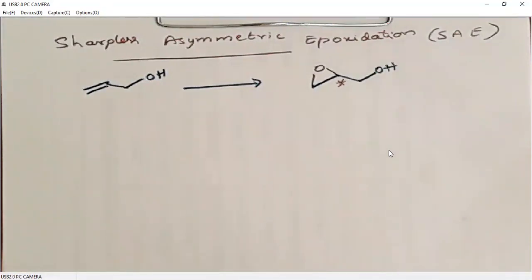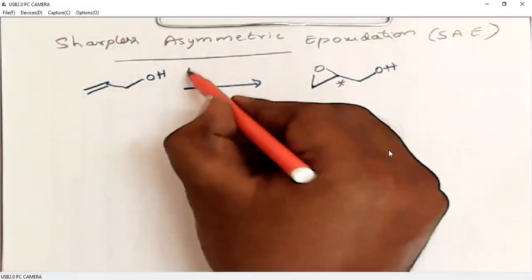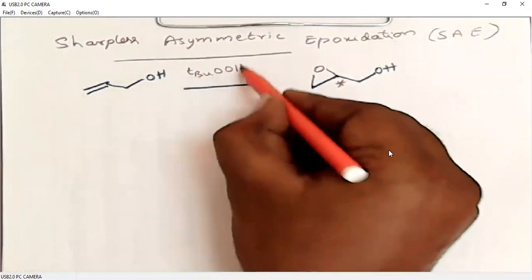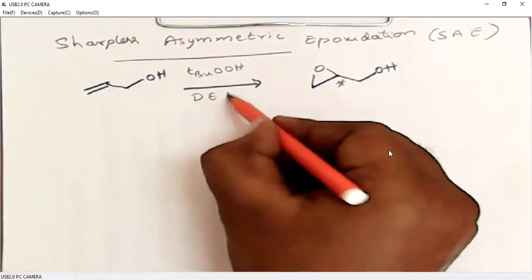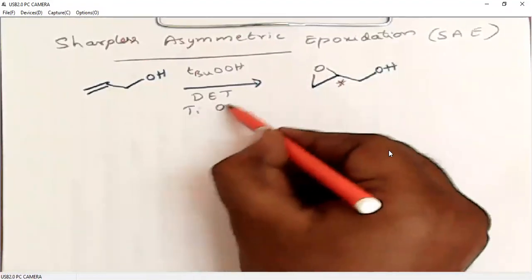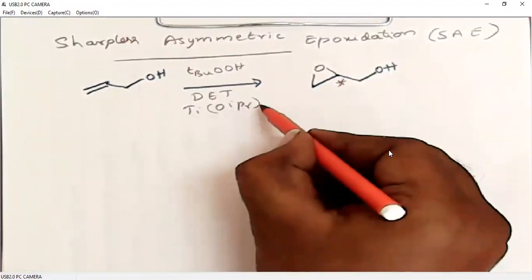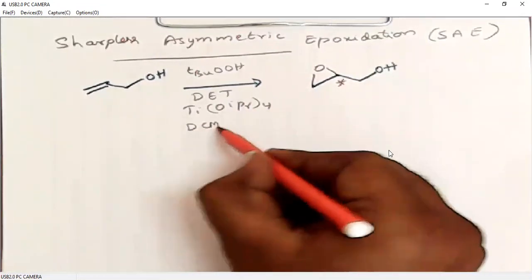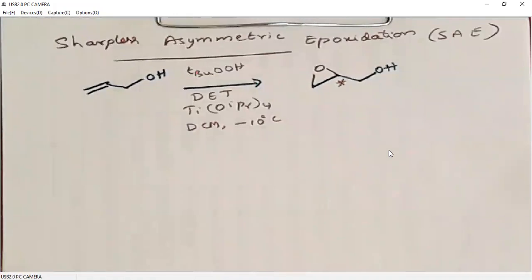Right. What are the reagents? The reagents are tertiary butyl hydroperoxide, diethyl tartrate, titanium tetraisopropoxide. This is the solvent, and we will do it at low temperatures. So the epoxidizing agent is tertiary butyl hydroperoxide. DET and titanium tetraisopropoxide will provide an asymmetric environment. So the overall reaction is asymmetric epoxidation.